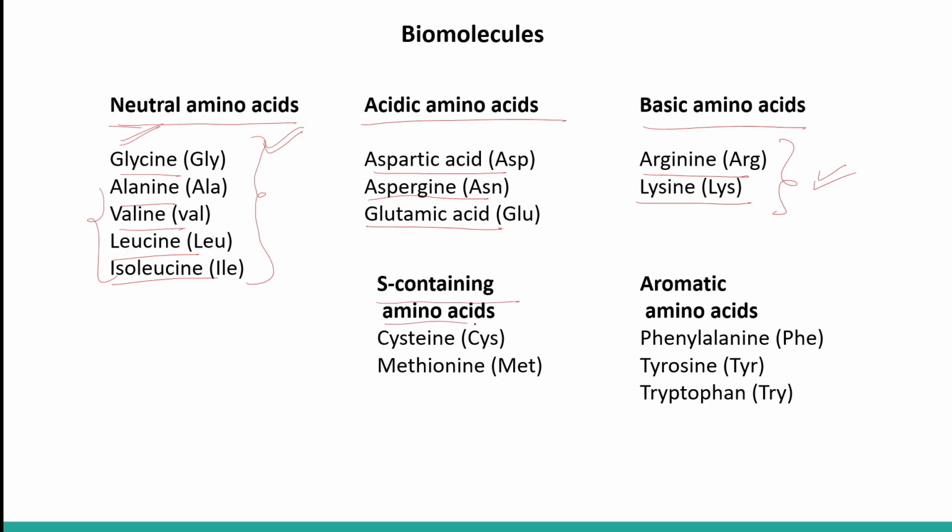Sulfur containing amino acids. Disulfide bridges are present in the tertiary conformation of the protein. So cysteine and methionine are the 2 amino acids involved in the formation of disulfide bridges in the tertiary conformation of proteins. Next is the aromatic amino acids. We have already discussed this: phenylalanine, tyrosine and tryptophan. These are the 3 different aromatic amino acids.